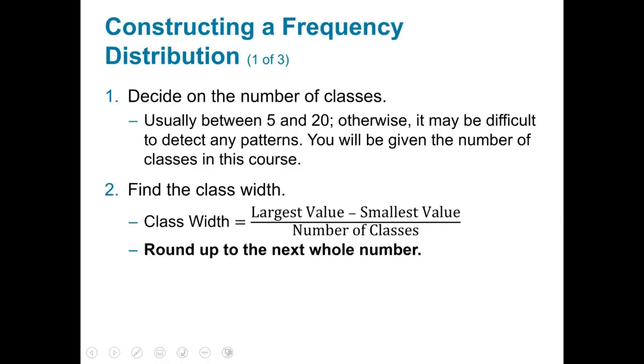Basically, the first thing to figure out is how many different boxes or classes you want. Usually there's going to be somewhere between 5 and 20 classes. With fewer or more than that, it really gets hard to figure out patterns in the data, like looking for shapes such as symmetric, bimodal, or uniform. If you have too many classes, you can make any data set look uniform. If you have a class for every single data value, then that distribution can look uniform.